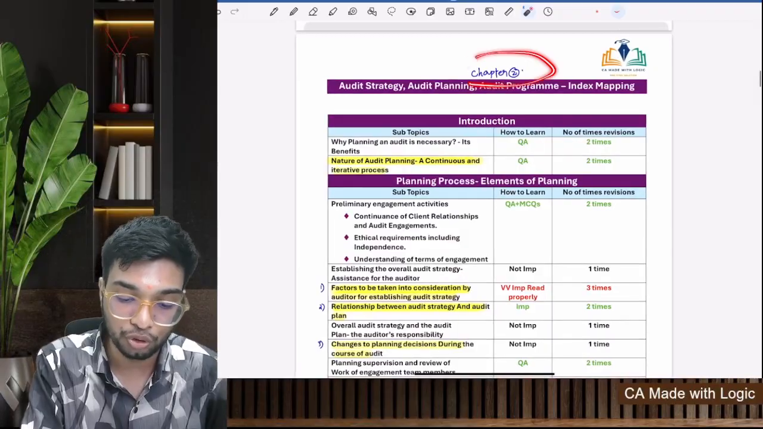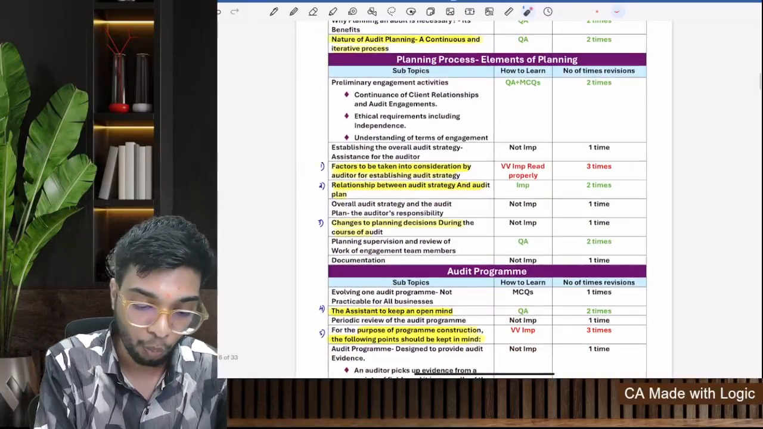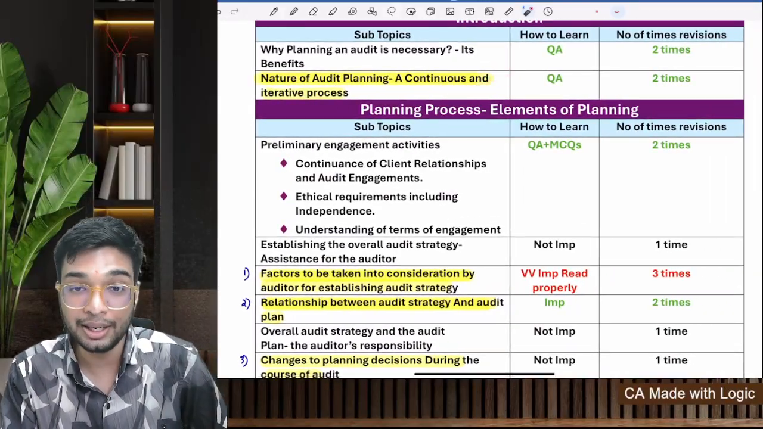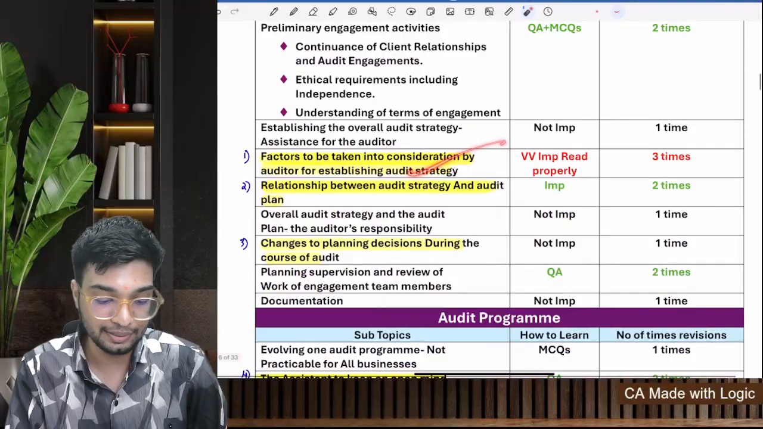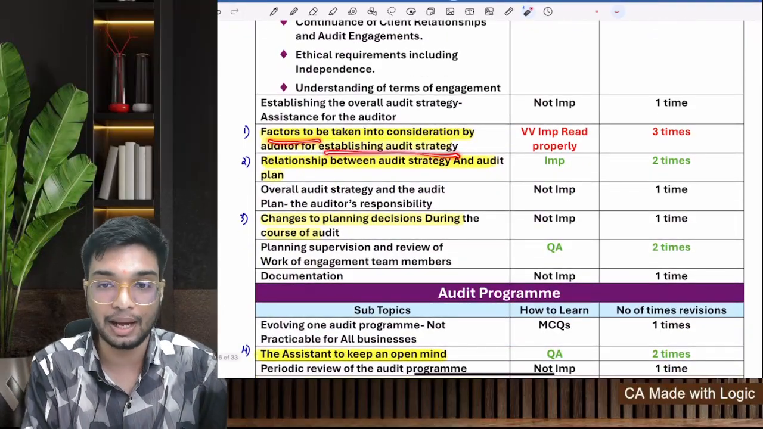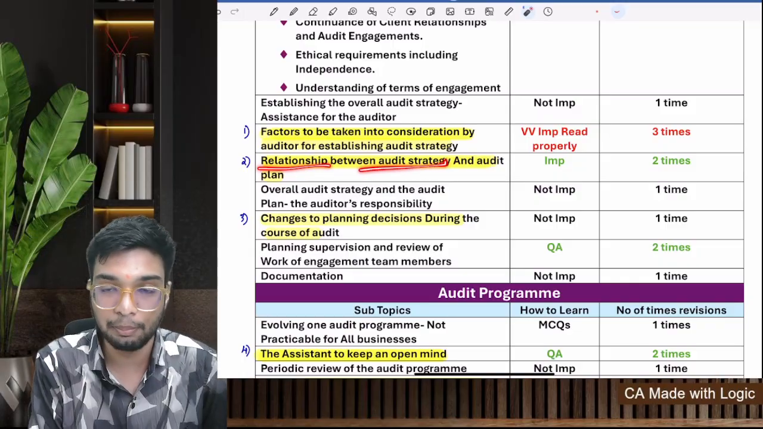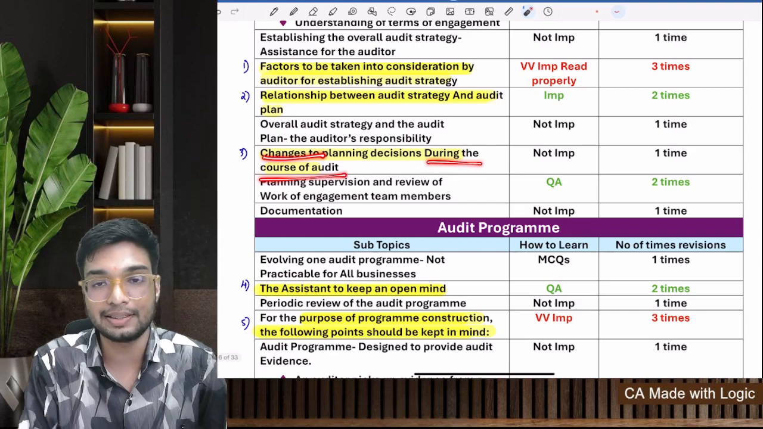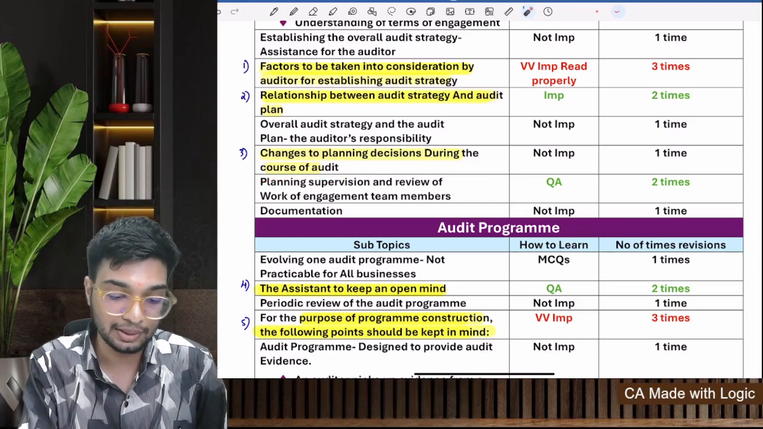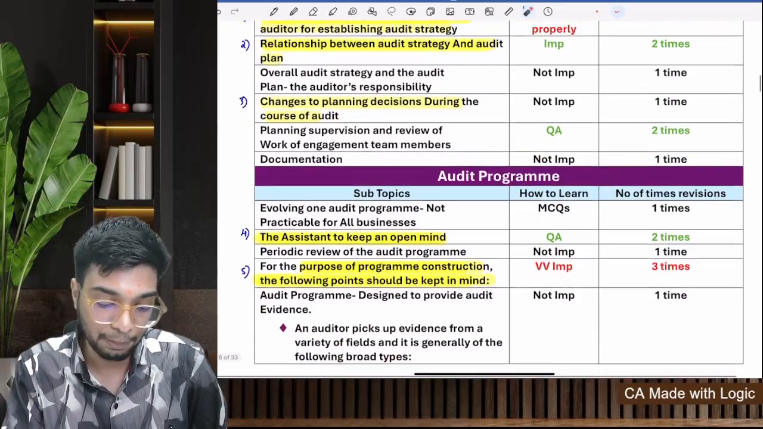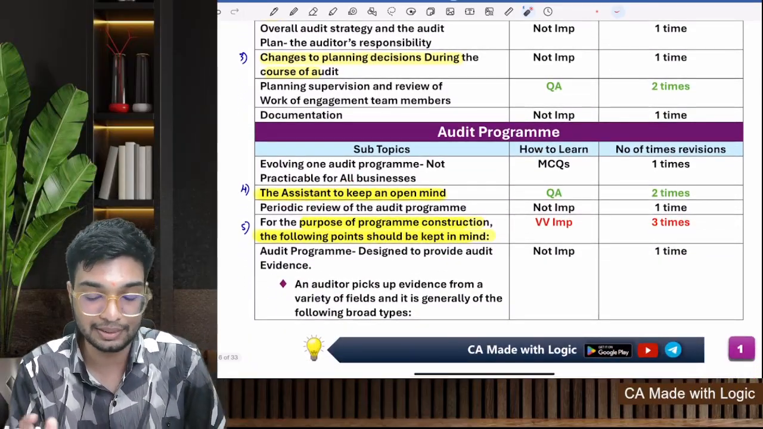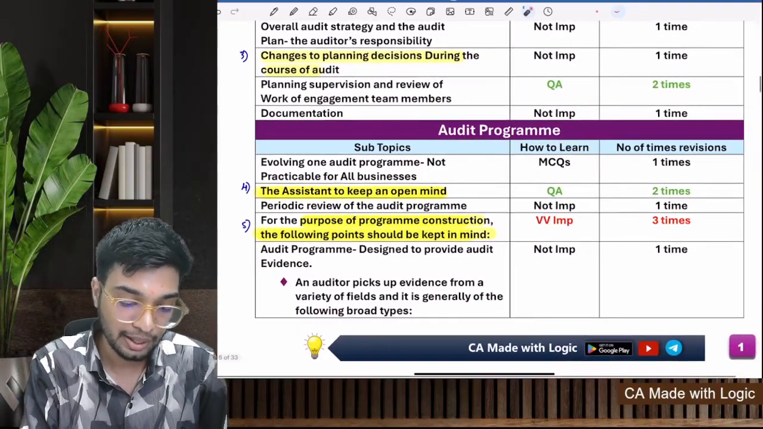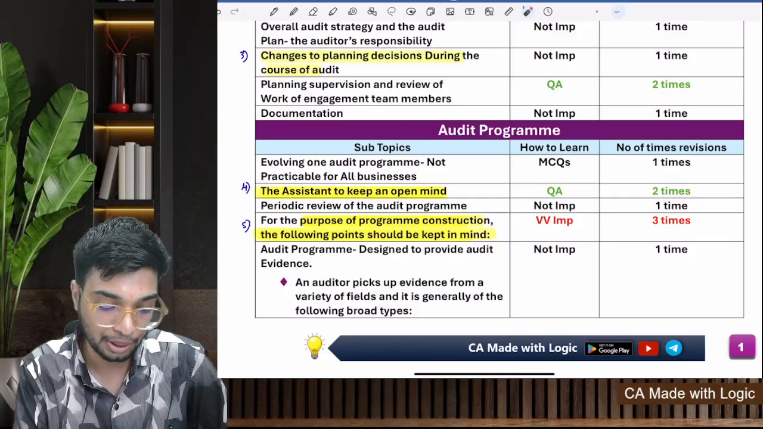In chapter number 2, only 6 topics you need to cover. One is the nature of audit planning as a continuous and iterative process. Then, what are the factors to be considered for establishing the audit strategy? What is the relationship between audit strategy and audit plan? Then, if there is any change in the plan, under what circumstances the changes will be made in the audit plan. Then, what are the points to be kept in mind while drawing up the audit program? Then comes the purpose of program construction.